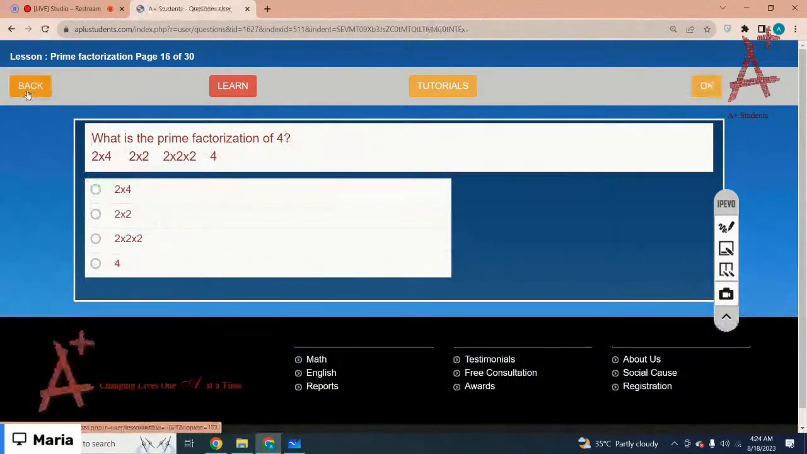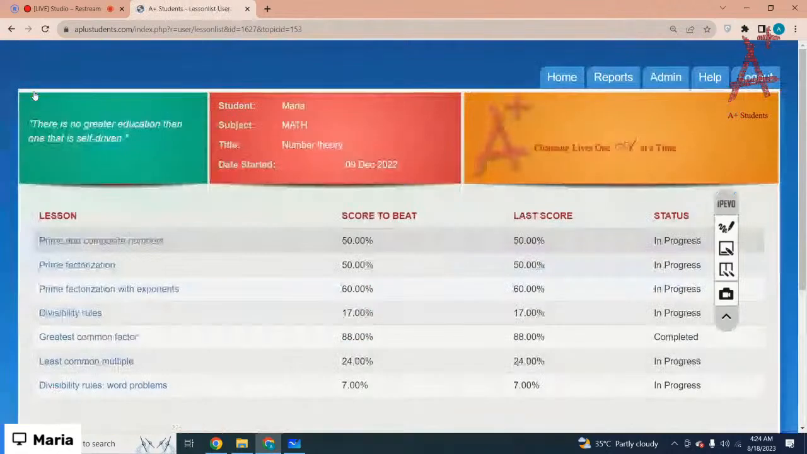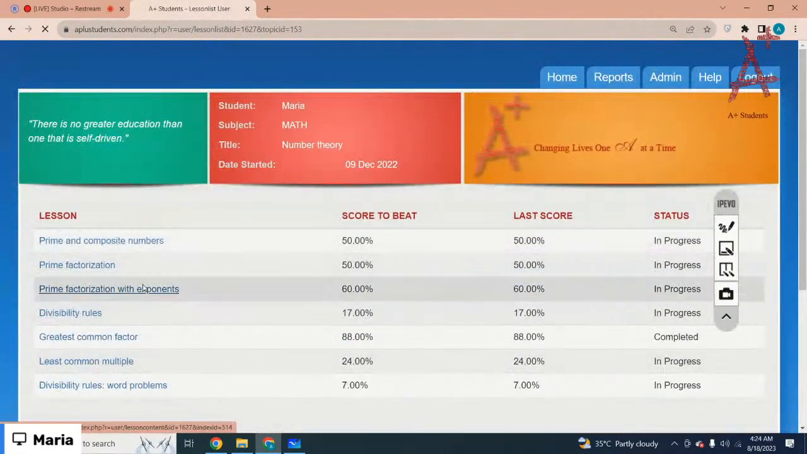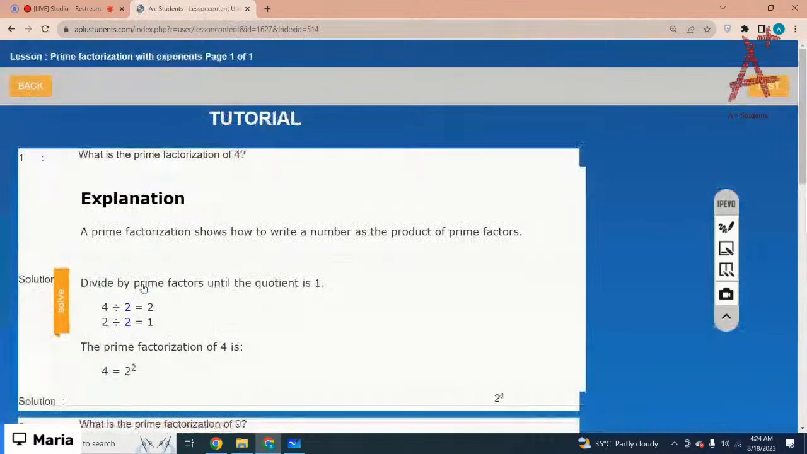Okay, you can complete the lesson by yourself later today. Let me just move on to the next lesson. The next lesson is prime factorizations with exponents.